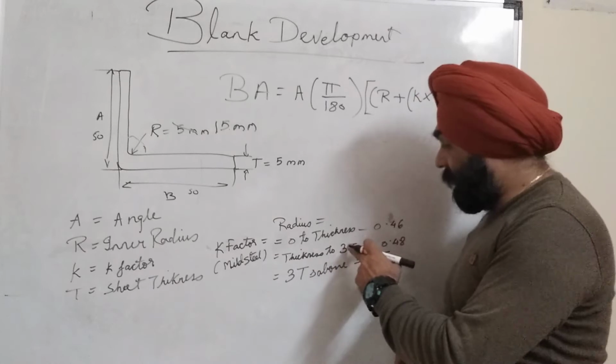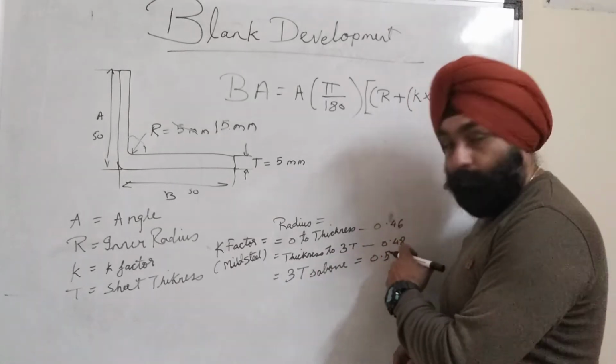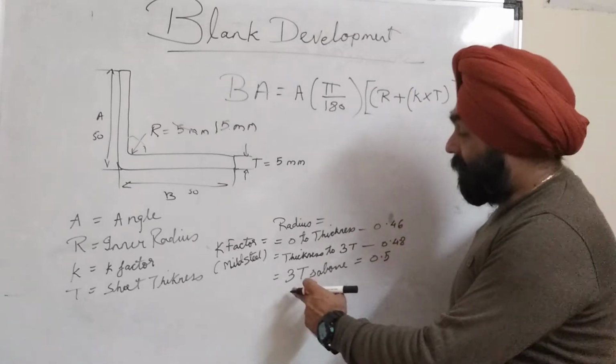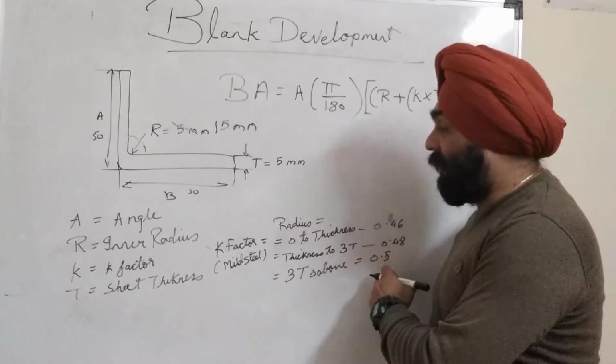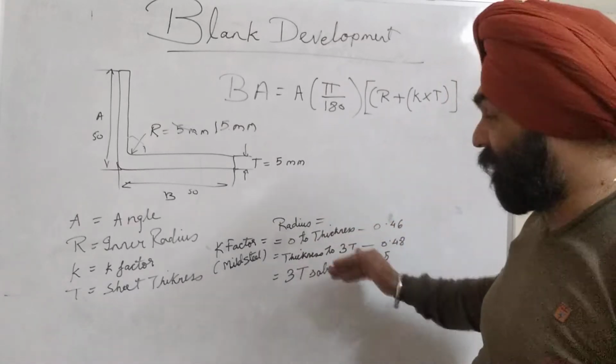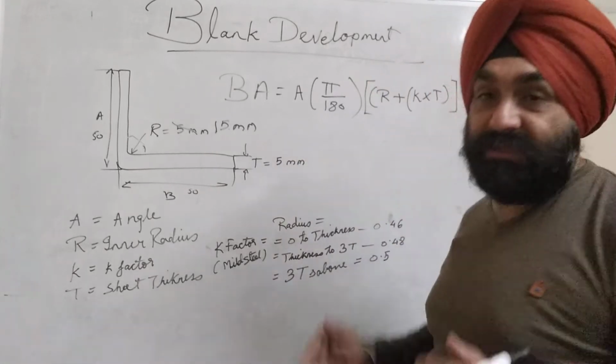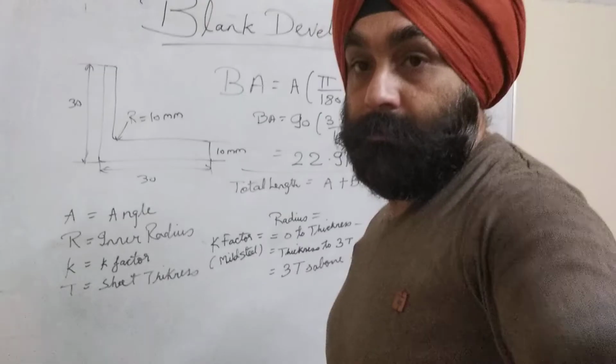So 0 to thickness, that is 0.46. Thickness to 3 times thickness, 0.48, and 3 times thickness and above, 0.5. So these are the standard. You can find this in my description box of the video. Okay. So now let's go ahead with an example.